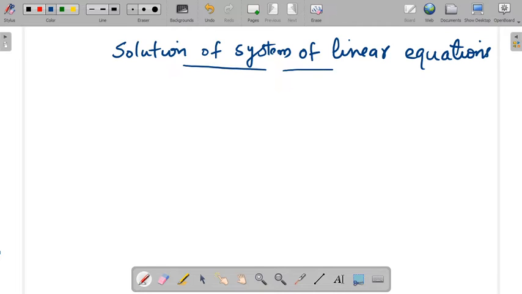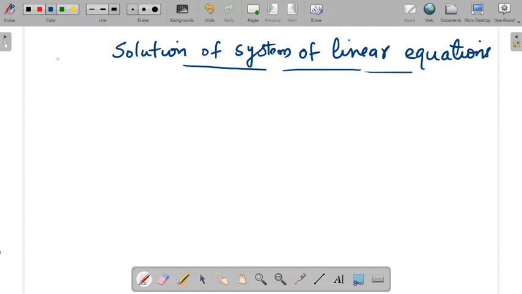So by the term linear we mean the variables appear in first degree. Now by a system we mean there are more than one equation. So we are going to deal with a set of equations in which the variables appear in first degree.